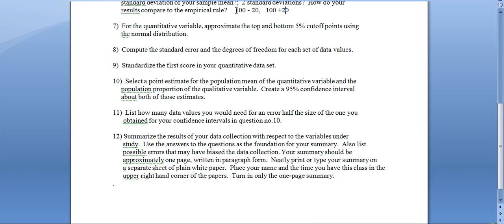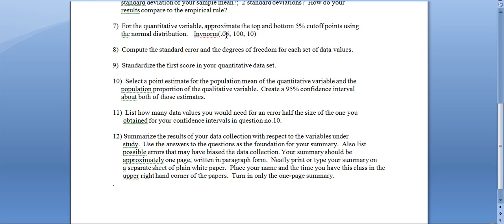Now for number 7, to approximate the top and bottom 5% cutoff points, you could use the inverse norm function on your calculators. What that's asking is what value you cut off at for that percent. So if you use inverse norm, you put in the area to the left. If I want the bottom cutoff score, I'll put in 0.05, and then my mean, we'll use 100 again, and my standard deviation of 10.